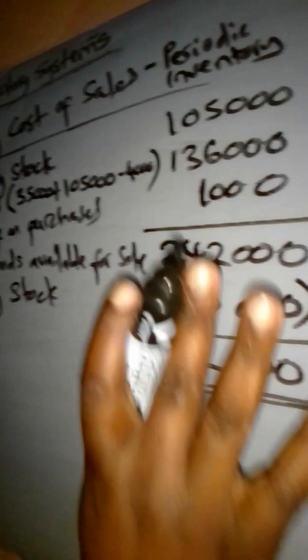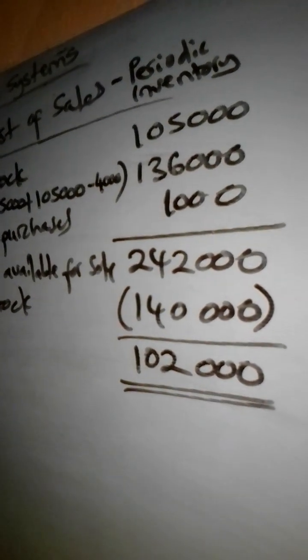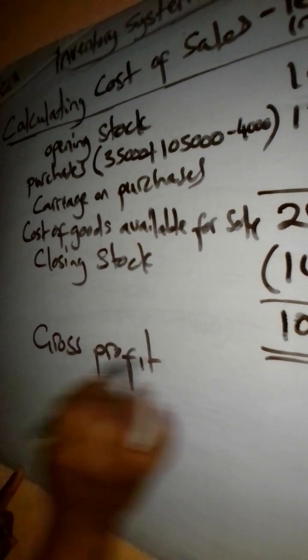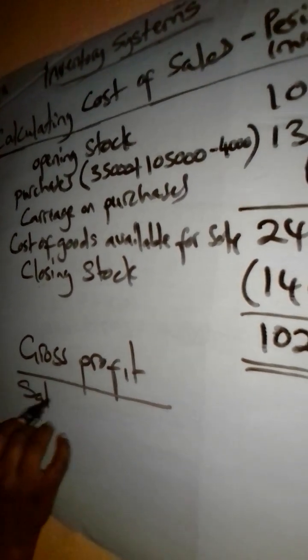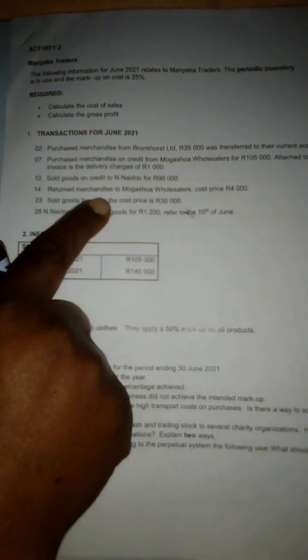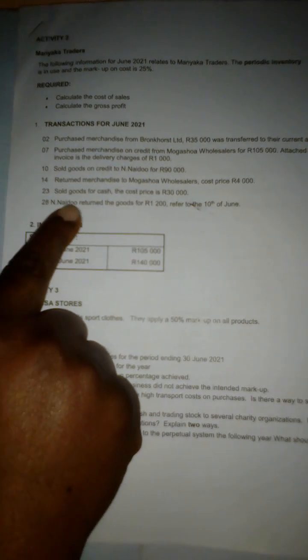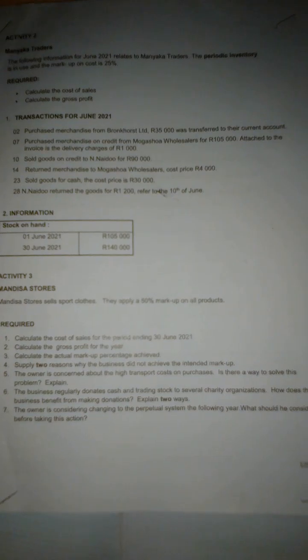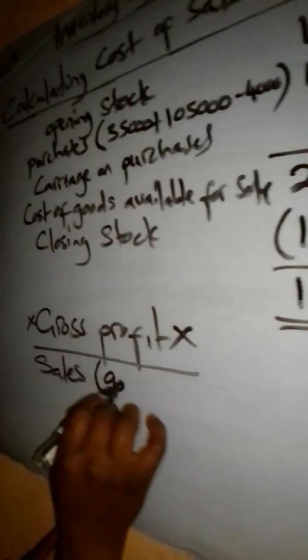The second part of the question, they want us to calculate the gross profit. Now that we've got our cost of sales, we can safely calculate the gross profit. For us to calculate gross profit, remember we need sales. How much are the sales from the information that we are given? We are given goods sold on credit for 90,000, and we also have goods sold for cash. We'll also check to see if there's anything else that is going to affect our sales. So we're going to say 90,000 for the credit sales.